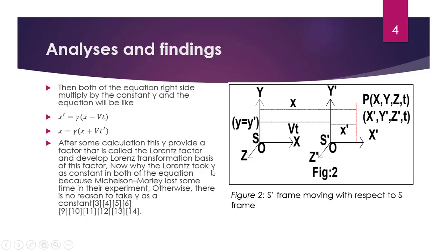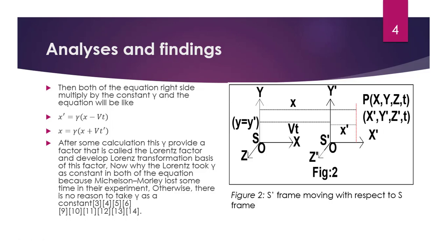Now, why did Lorentz take gamma as a constant in both equations? Because Michelson-Morley lost some time in their experiment. Otherwise, there is no reason to take gamma as a constant. If Michelson-Morley had not lost the time, Lorentz would not have been able to take this gamma. And if this gamma had not been taken, then special relativity, time travel, and wormholes would not have been developed. So this gamma came from the Michelson-Morley experiment.